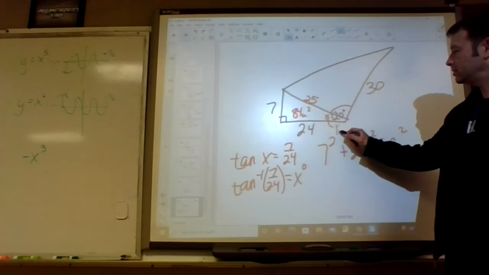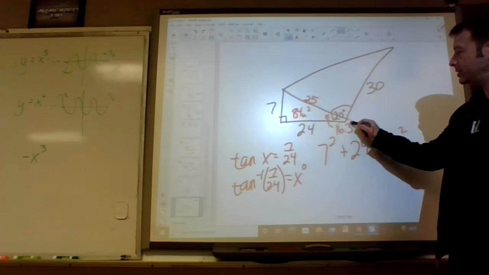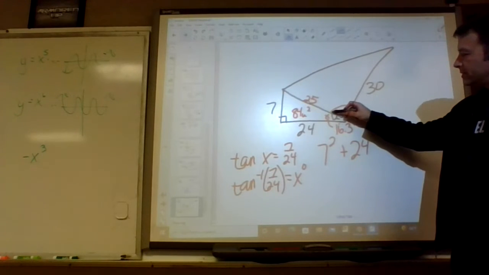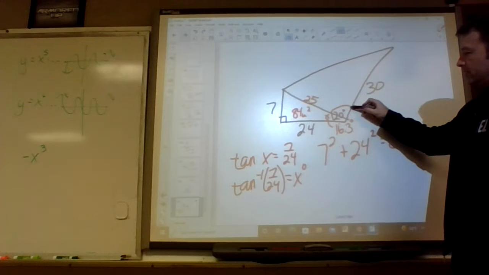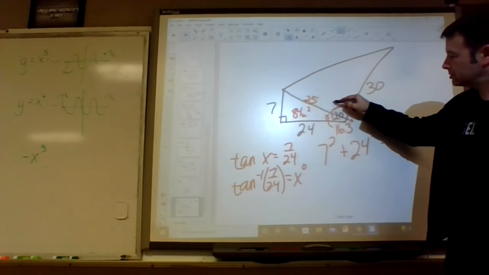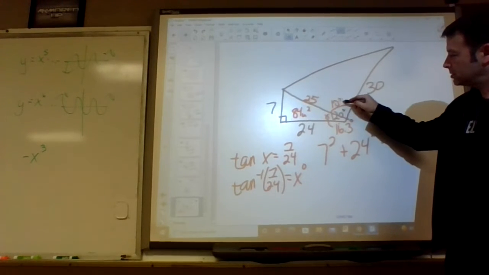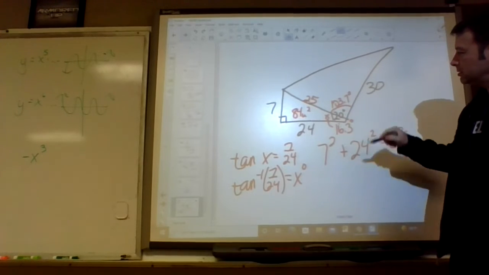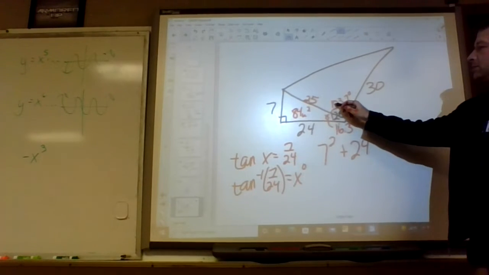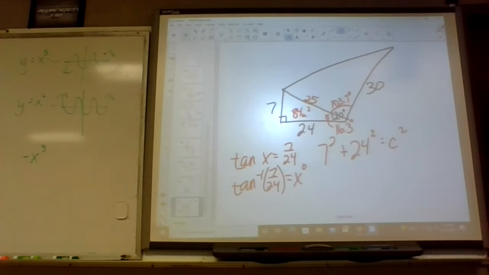Okay. If x is 16.3 degrees, then you do 120 minus 16.3. And now we have side angle side. By the way, we could have used law of sines. A lot of times in math, there's multiple ways to get the job done.